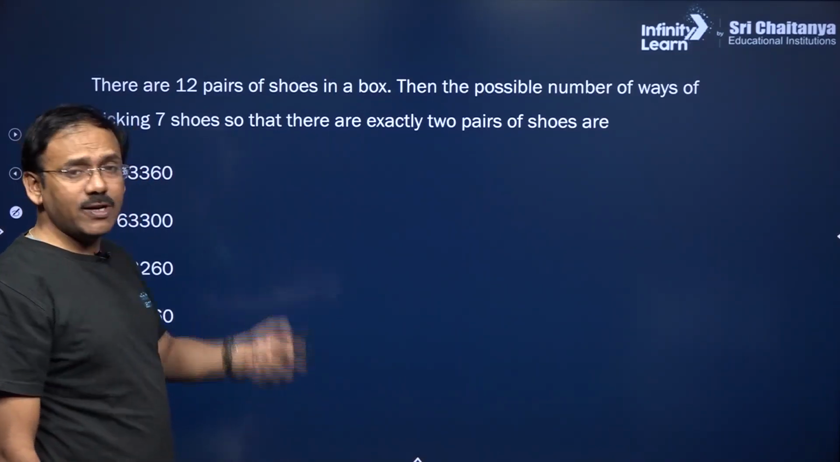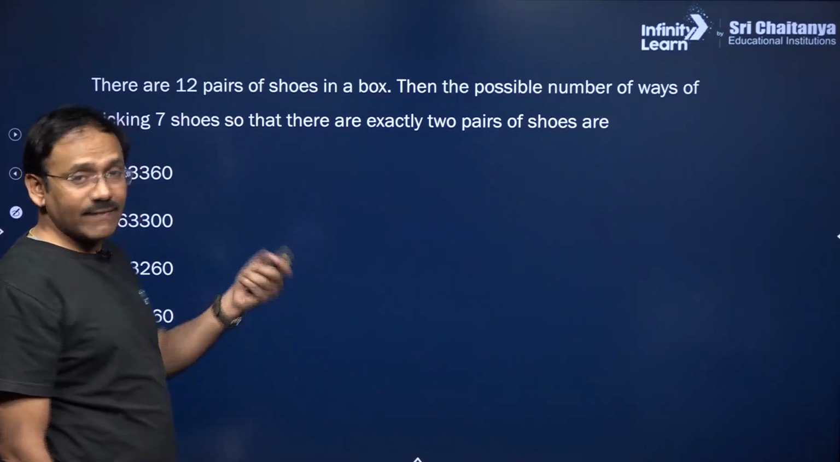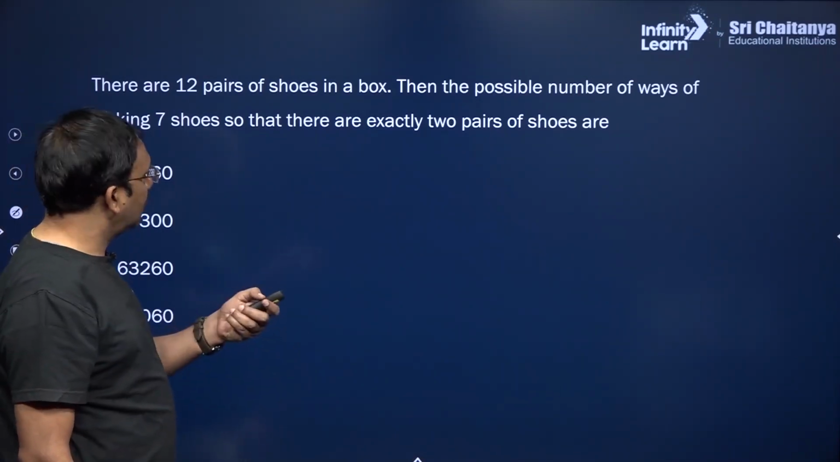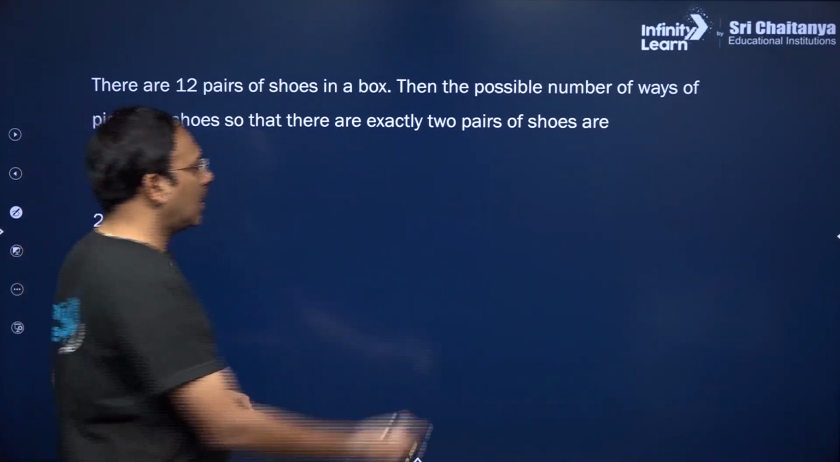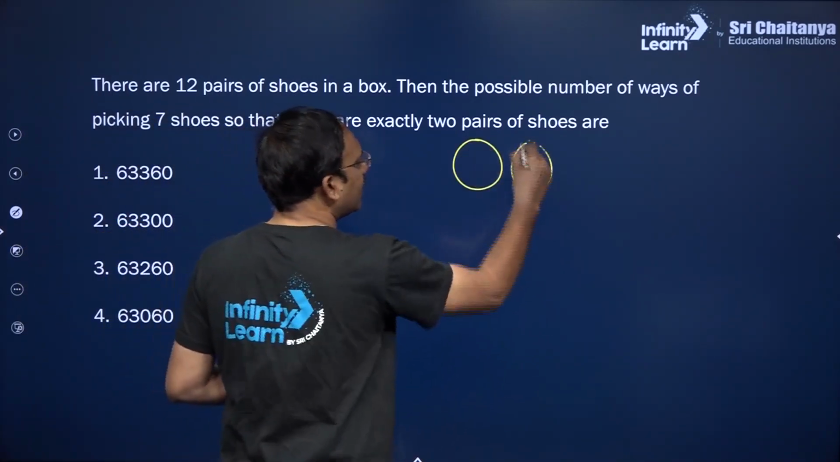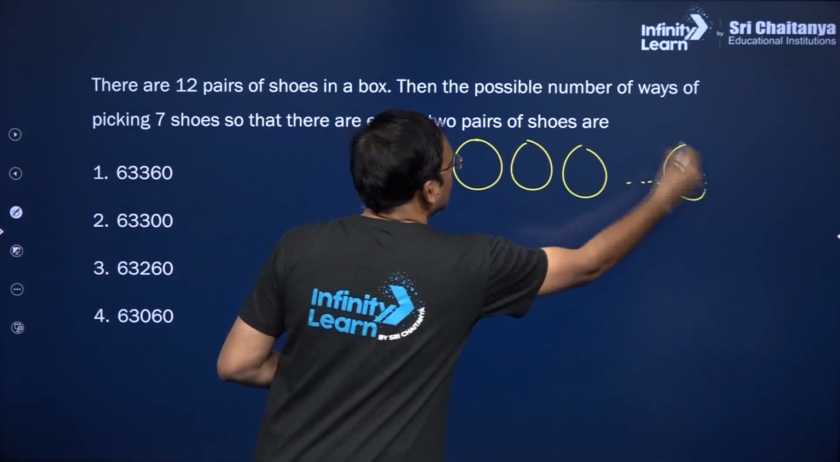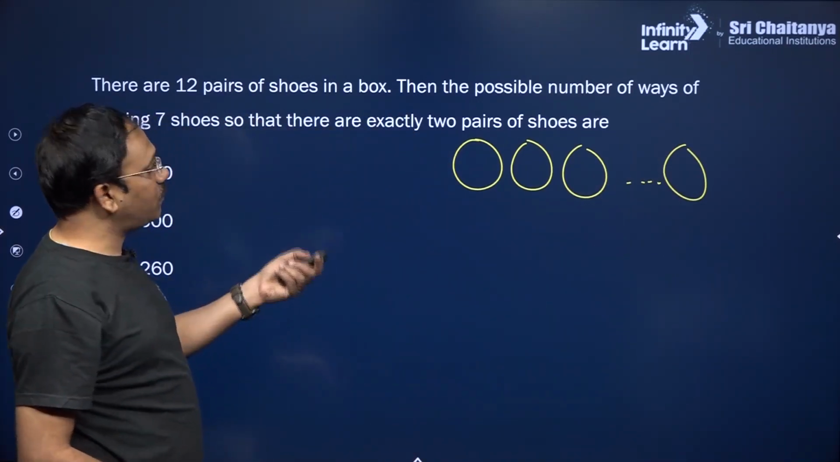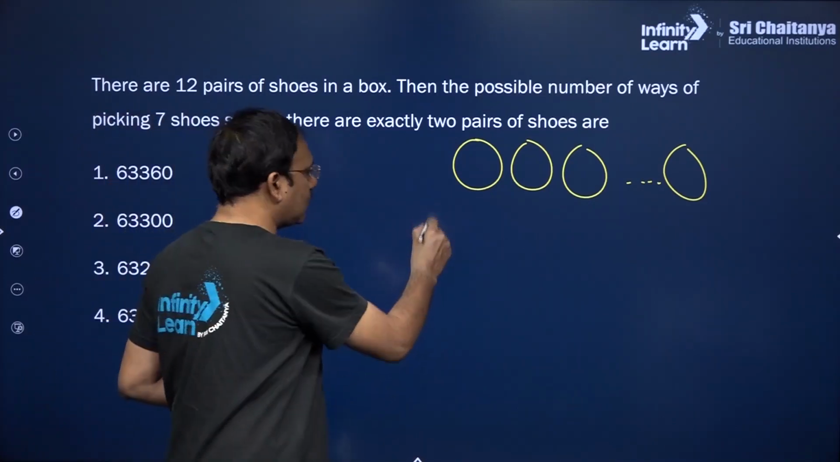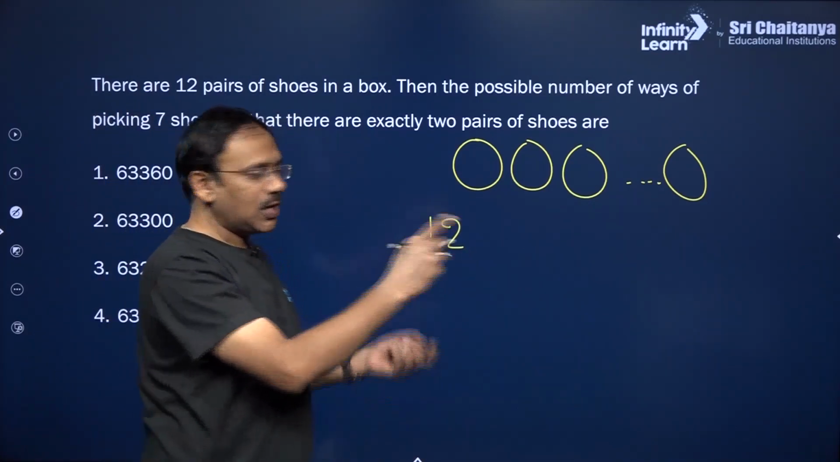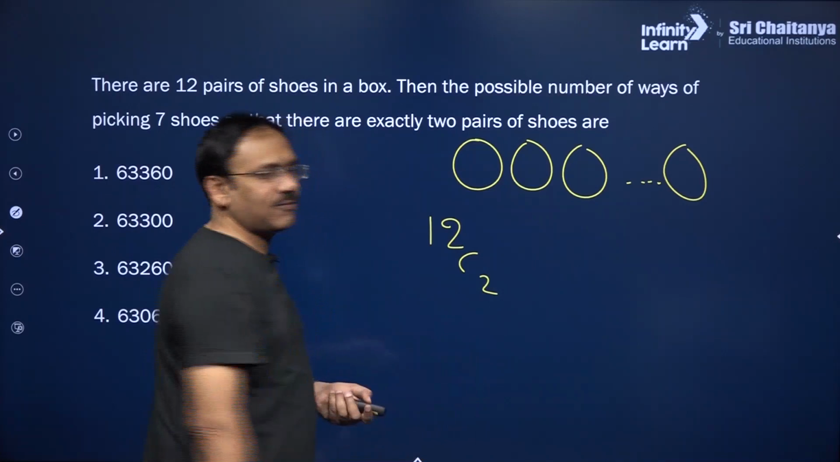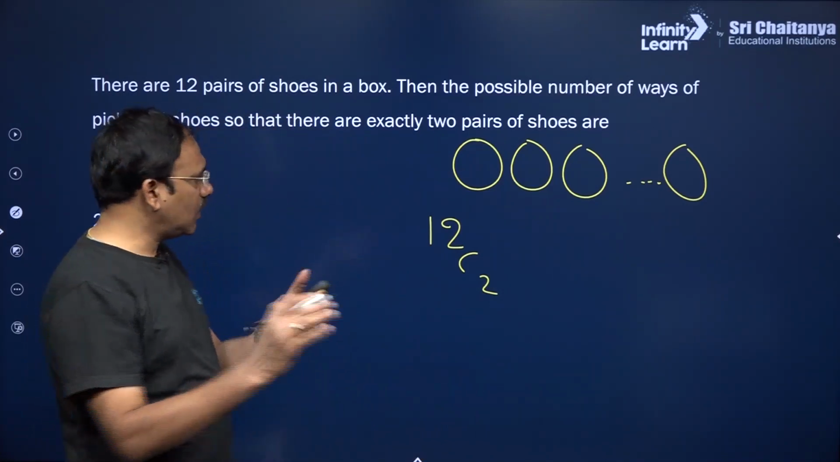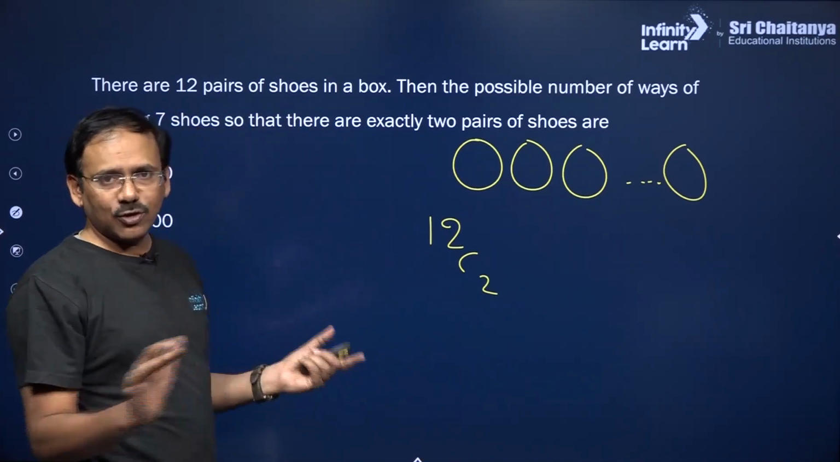Okay, then the possible number of ways of picking up 7 shoes, so that there are exactly 2 pairs. Out of 12 pairs available, my dear friends, you need to select 7 shoes and there should be exactly 2 pairs. So which 2 he didn't mention. Out of 12 you select 2, my dear friends, first of all. So you got 2 pairs, that means 4 shoes are done.